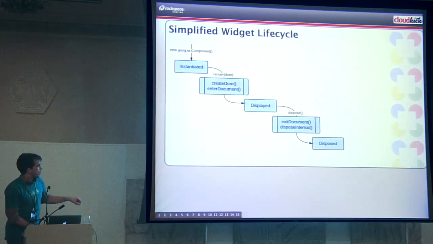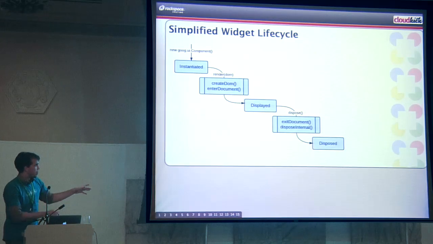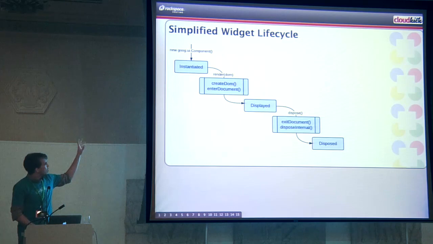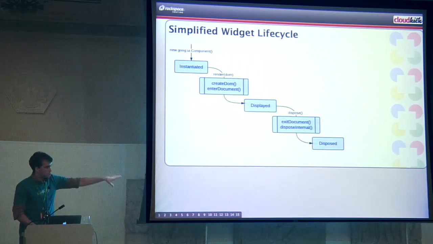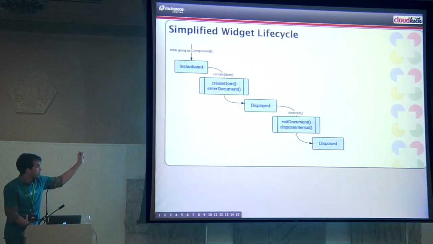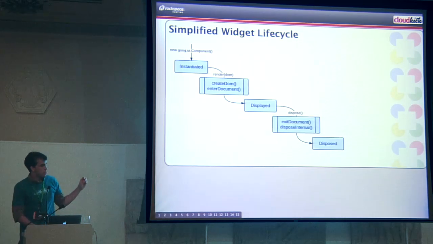So this is the simplified widget lifecycle to get rid of the other paths. This is the one that we're going to be taking for the demo in a moment. We're going to be instantiating, rendering, and disposing are the functions that we're going to be calling. And in the background, it's going to hit create DOM, enter document, and then when you dispose, it's going to hit exit document and dispose internal.